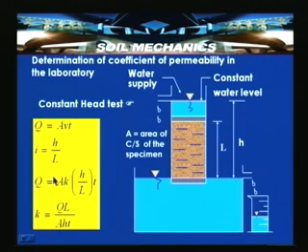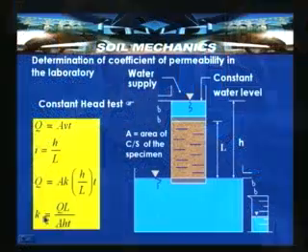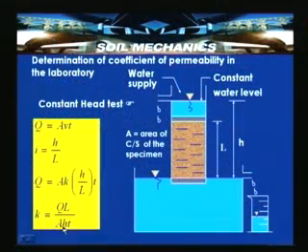So, Q is equal to A K into H by L times t, that is, V has been substituted by adopting Darcy's law, V equals K i, where K is the coefficient of permeability and i is H by L. After rearranging, we can write K is equal to QL by AHt. By following this method and repeating the experiment 3 or 4 times, the average value of the coefficient of permeability K can be determined.